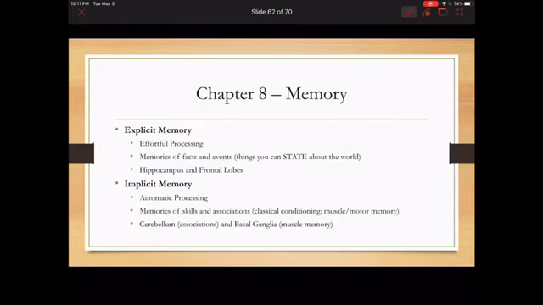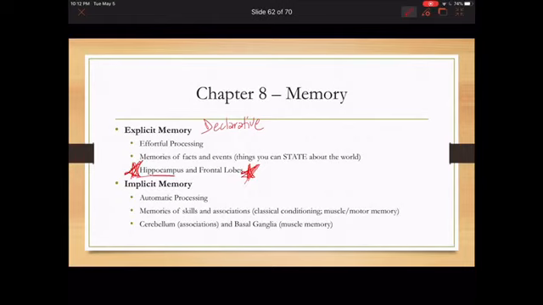Explicit memory, we say, uses effortful processing. We have to actually make an effort to memorize something if it's explicit. This is a memory of a fact or an event, something that you can state about the world, who the first president was, what color the sky is, right? Just facts that you can state. This is also called declarative memory. Declarative, because you can declare it, you can say it, you can proclaim it. And it's the hippocampus and the frontal lobes that are involved in explicit memory. Really, the only one you need to know is hippocampus.